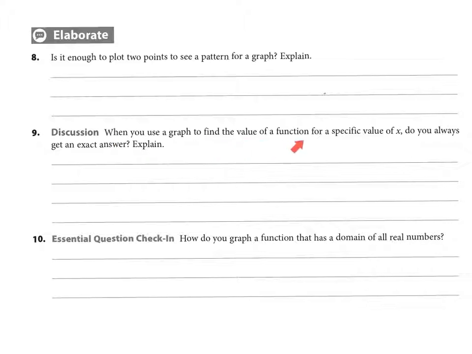When you use a graph to find the value of a function for a specific value of x, do you always get an exact answer? And we just found out in the 2 examples we worked, no you can't, because your scale may not be as precise, so you can't always get an exact answer. That's why we use the calculator as a tool to find those values. How do you graph a function that has a domain of all real numbers? Again, you use several ordered pairs. Again, I would recommend at least 5 to see that pattern, to see whether it's a straight line or a smooth curve. To connect those, make it a continuous function and put arrows on the end.